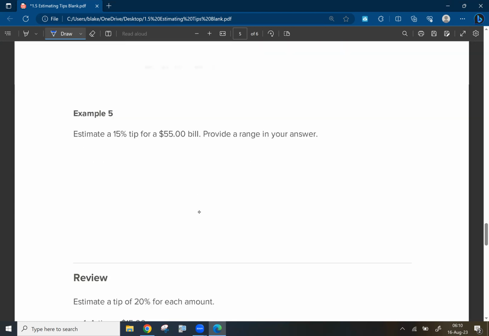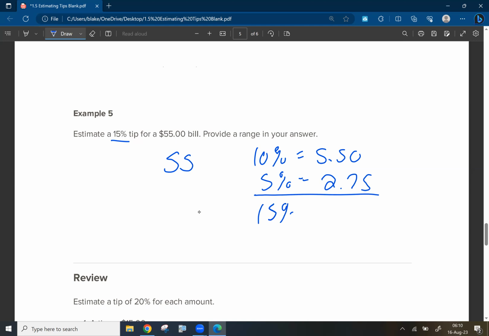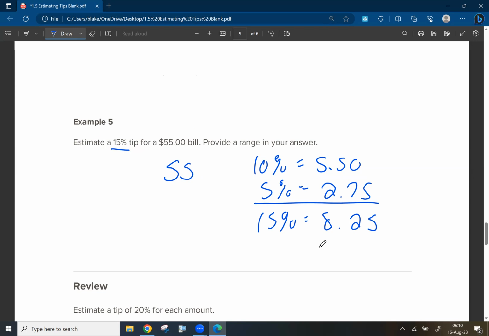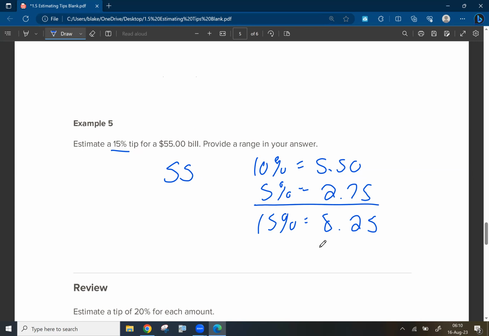And then I think we have one more. Yeah, one more. $55 bill. So 10% of that is going to be $5.50. So again, we're doing 15, so we want 5% as well. 5%, half of 550 is going to be, I want to say 275. And then combining these together for 15%, we're going to have $8.25. All right, that's going to be it for estimating total bill.